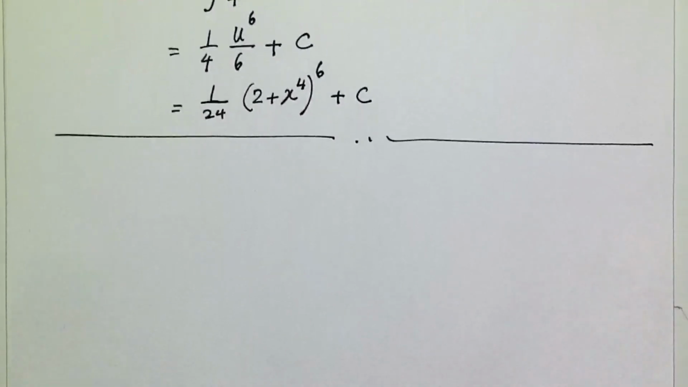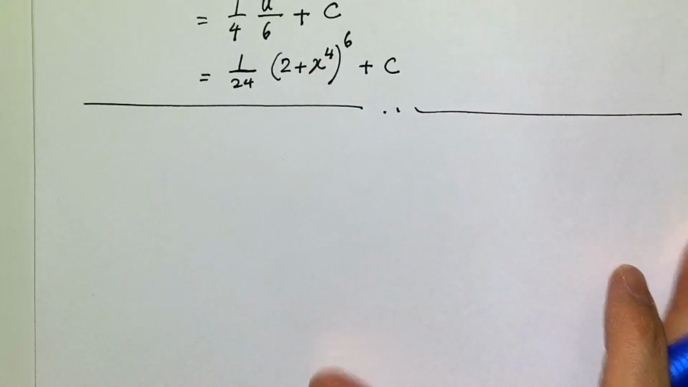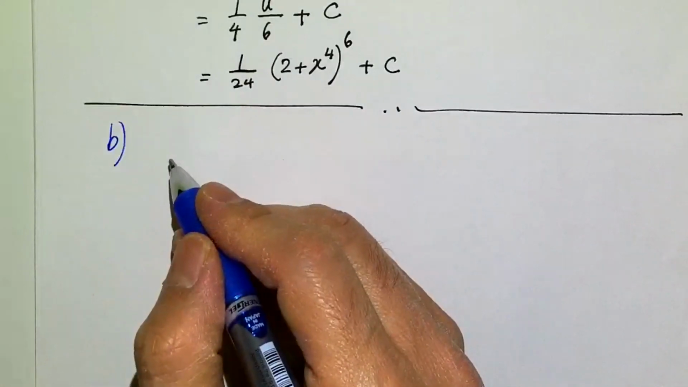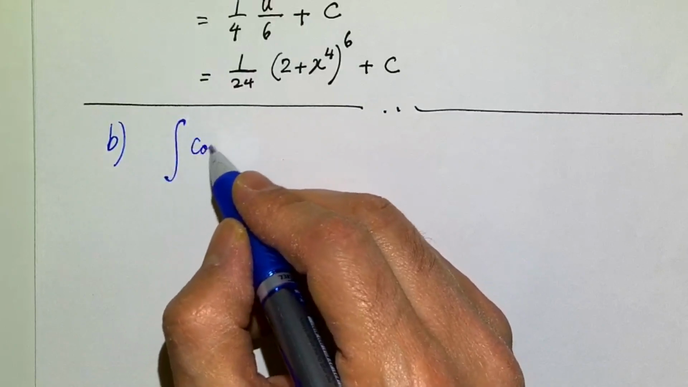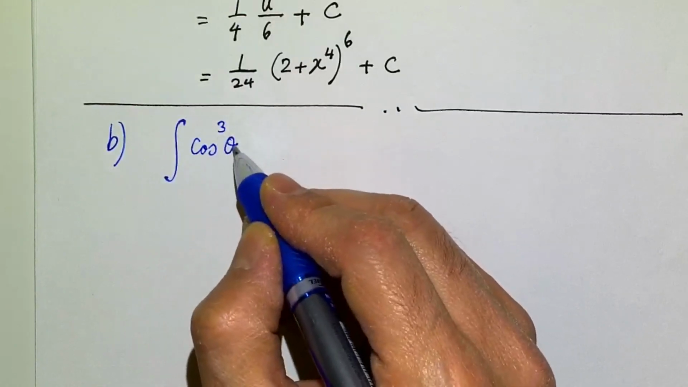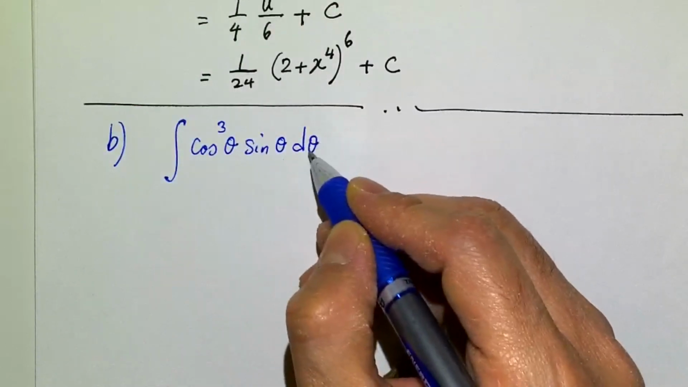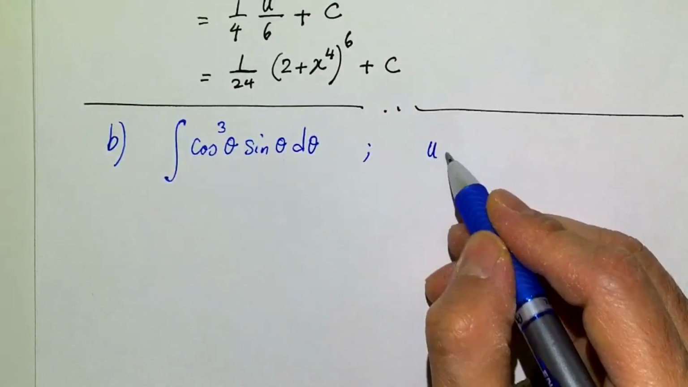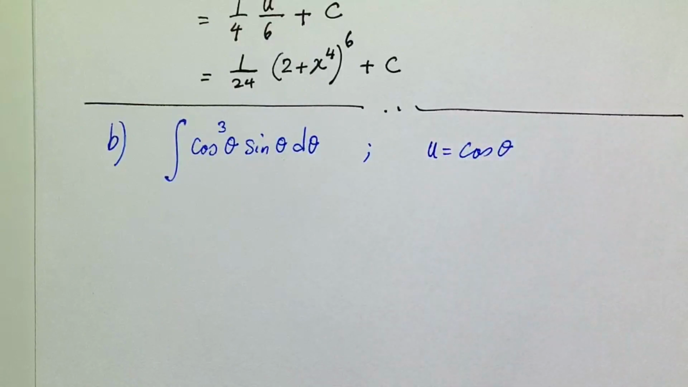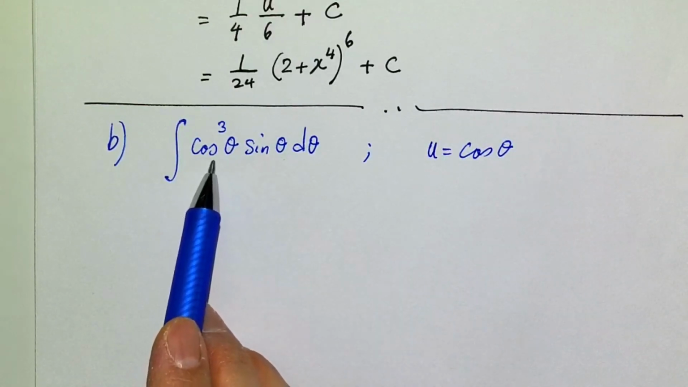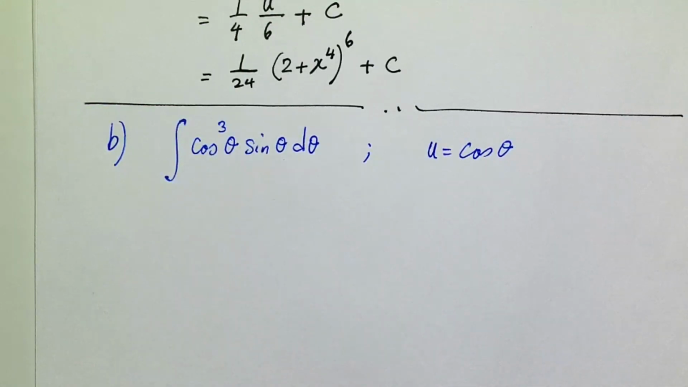So let's do this one as part B. Again, in this example, we are given the term for which we're substituting. So this is cosine cubed theta sine theta d theta, and u equals cosine theta, right? So we are told to substitute for the cosine theta piece with u, which would make this u cubed.